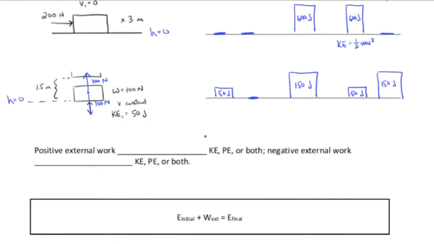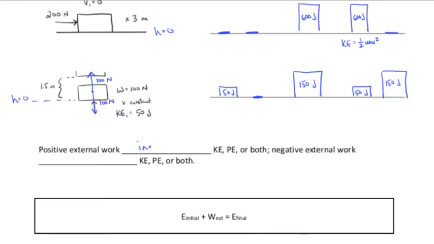So positive external work increases kinetic energy, potential energy, or both. And negative external work would do the opposite. It decreases kinetic energy, potential energy, or both. The initial energy of the system plus the external work that we put into the system therefore gives us the final energy of the system, as we've seen up here in these examples.